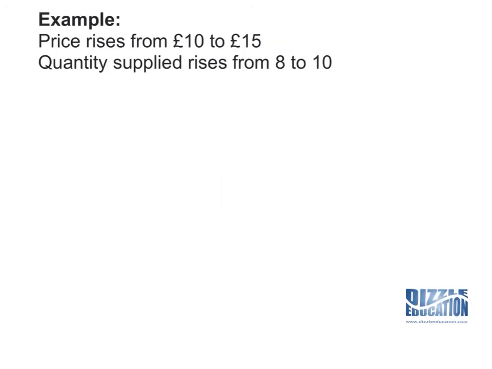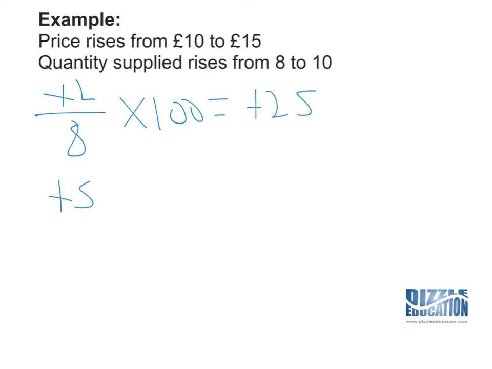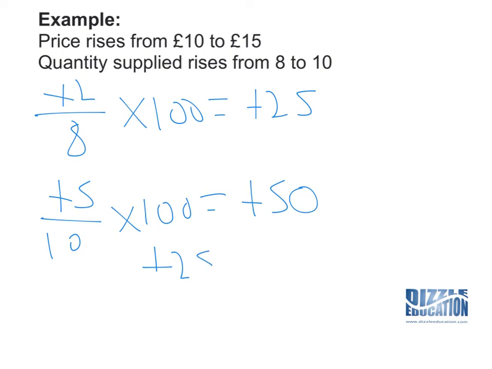So in our example, we've got price increasing from £10 to £15 and quantity supplied rising from 8 to 10. So looking at that supply first, that is an increase of 2. So we've got plus 2 divided by original supply of 8 times that by 100. That gives us plus 25. Looking at price, we've got an increase of 5, plus 5 divided by original price of 10 times that by 100. That gives us plus 50. So to calculate price elasticity of supply, percentage change in quantity supplied divided by percentage change in price, which gives us plus 0.5.